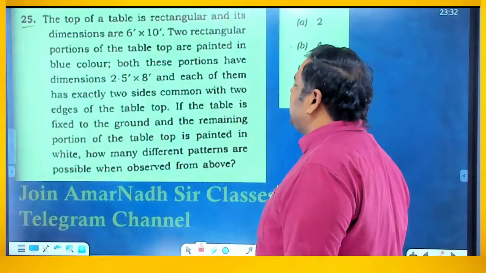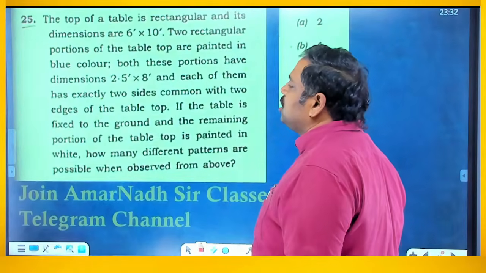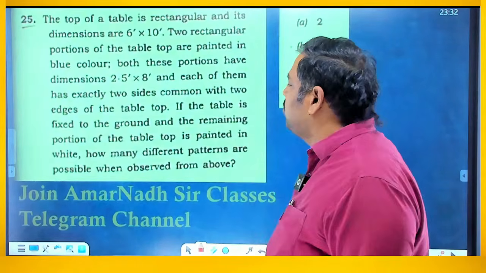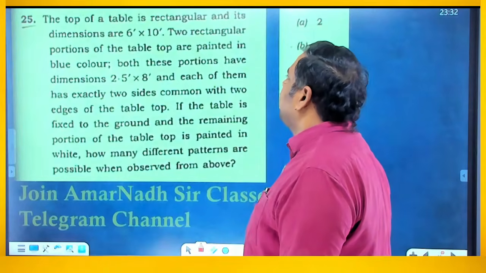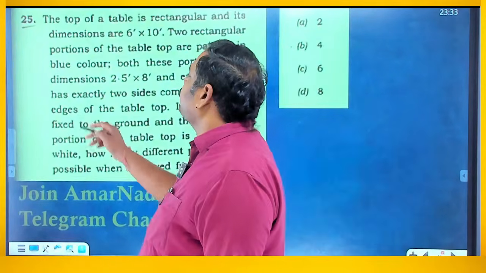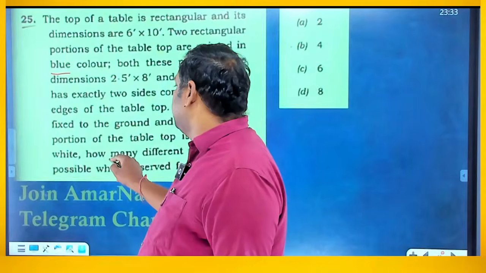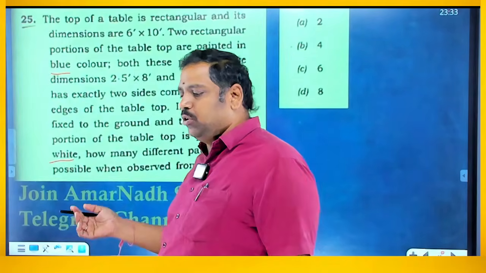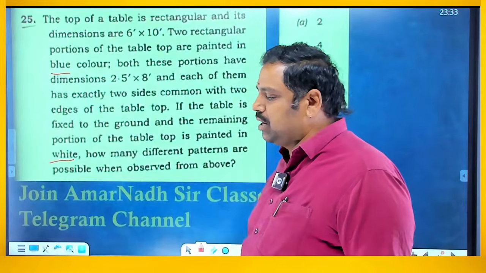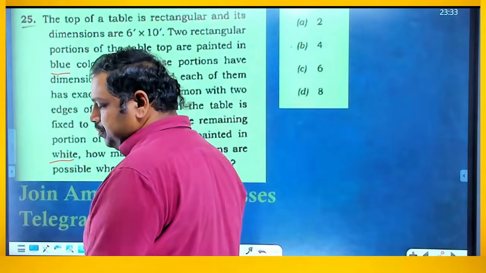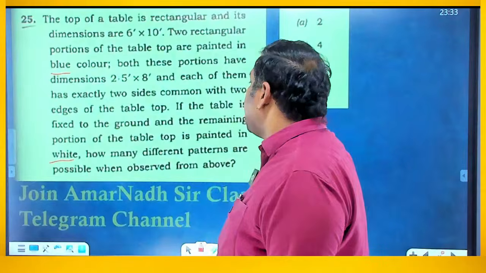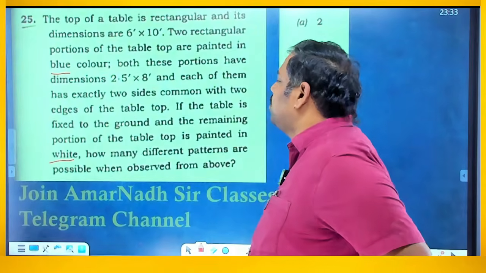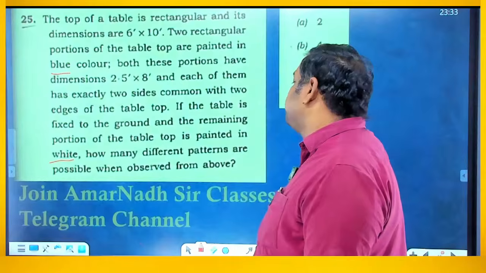If the table is fixed to the ground and the remaining portion of the table is painted in white. Earlier it is painted with blue, now it is painted with white. That's why you can clearly identify the difference, which portion is the painted one, which portion is the other one. Good. Now, how many different patterns are possible when observed from the above?